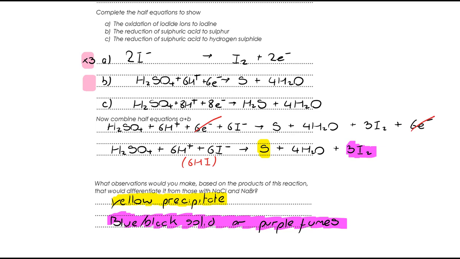Now, you could learn every single fact on here, or you could learn that sulfuric acid could be reduced to sulfur by iodide ions. And then you've got to remember the observations for the products that you would recognise as you built the half equations as we've done here.